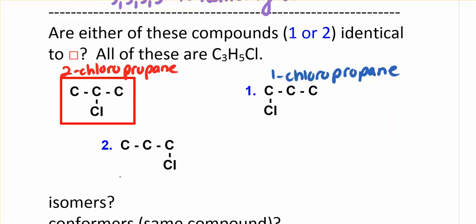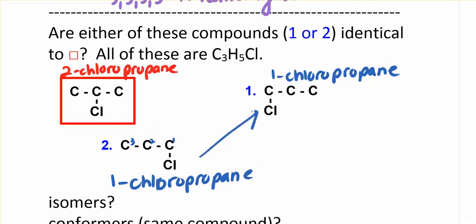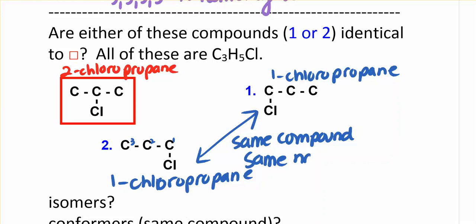What is the name of this one? Number 2. Well, if I numbered number 2, I would number this carbon 1, wouldn't I? Like this. So this is 1-chloropropane. These are the same compound. They have the same name. We call them conformers.